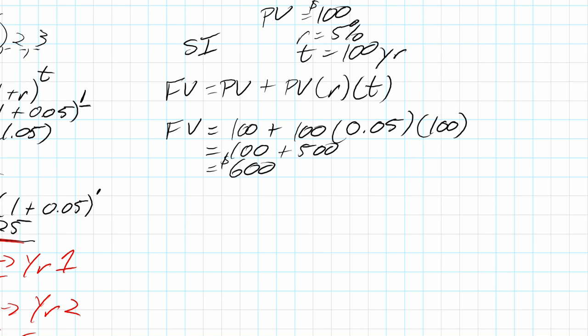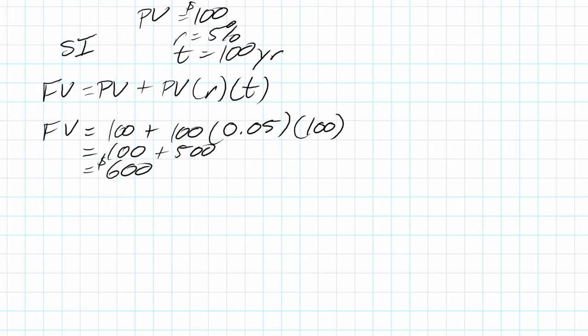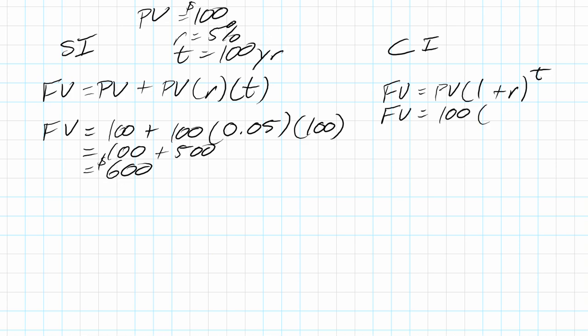We increased a lot. I mean, 100 years is a pretty long time. We got up to $600 though, using simple interest. Let's see compound interest, same values. Future value is equal to the present value times 1 plus r to the power of t. Our future value is equal to, we start with 100. Our interest rate, when we make it a decimal, is 0.05, but we go to the power of 100.